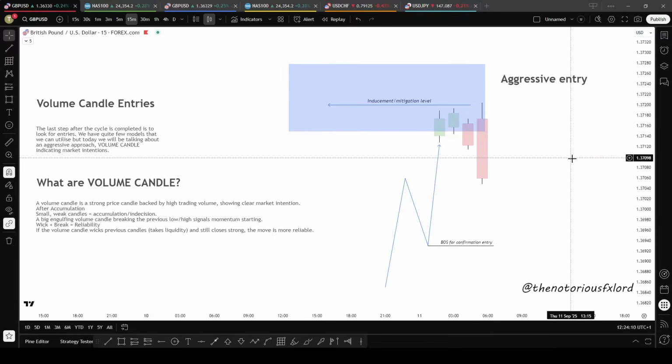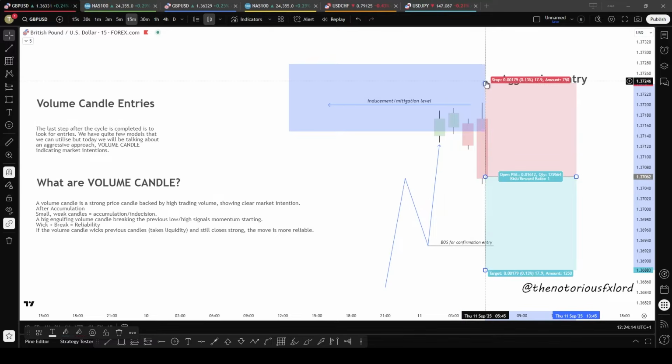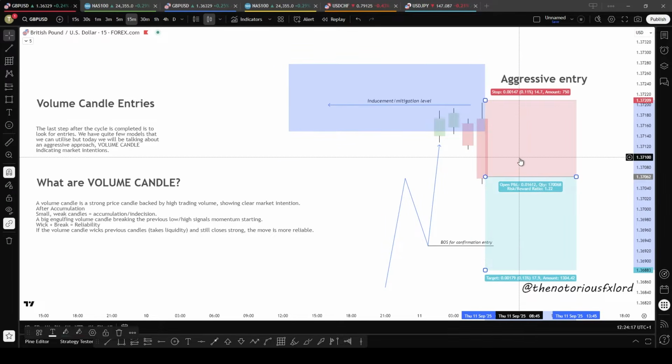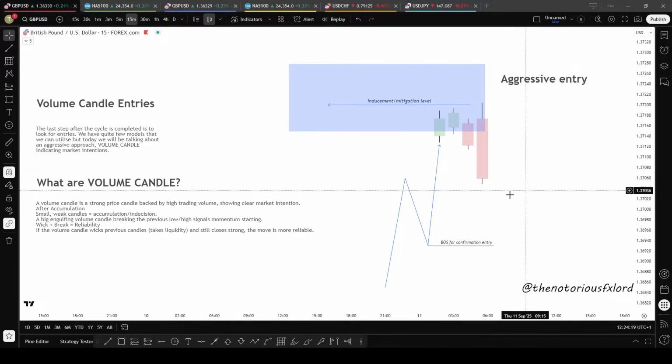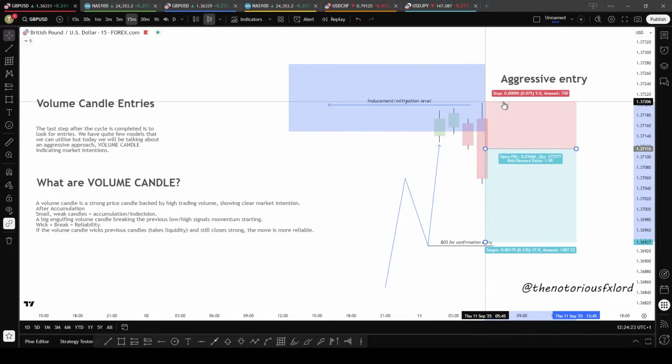Now, in this particular case, we can do two things. Either we can simply market execute right there, have stop loss above this point, or what we can do is we can set our limits at this candle and stop loss right up there.